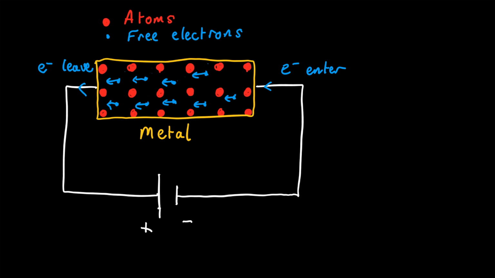But could we create an electric current with something other than free mobile electrons? Say if we have a solution of salt water, for example, instead of a metal rod here.